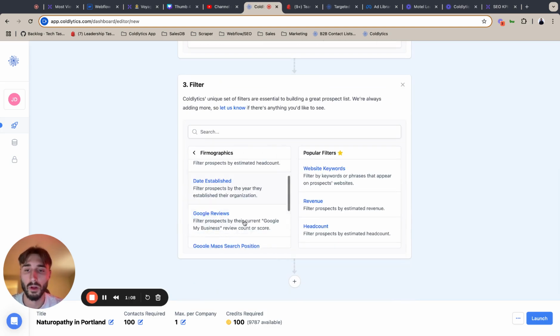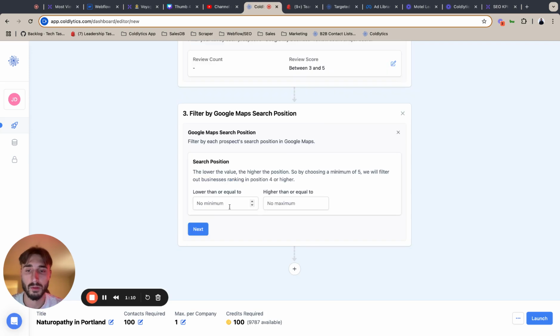We also want to look at Google Maps search position. We want between a 6 and a 15. Anything higher than a 15, they obviously just don't care about SEO, and anything lower than a 6, they probably already have a marketing team working with them to get them to that point. So 6 to 15 are the companies you should be targeting, as those will be the easiest to sell.